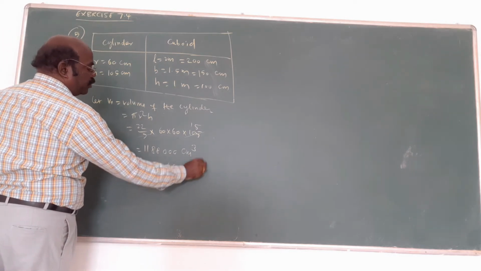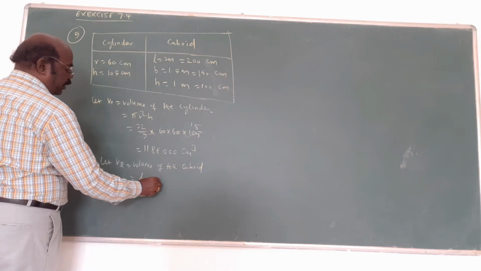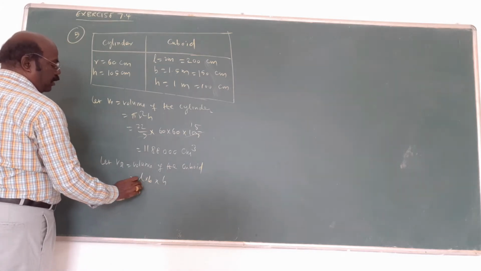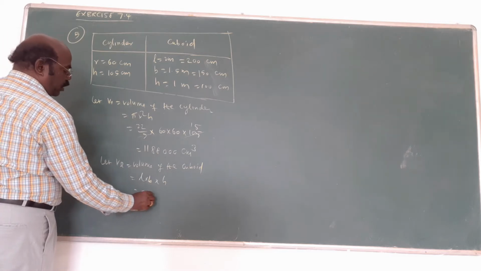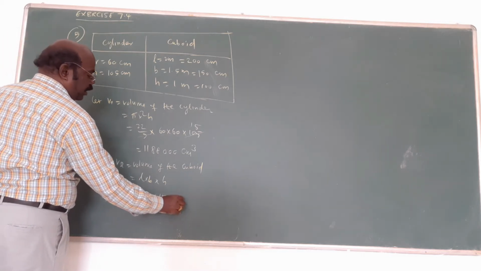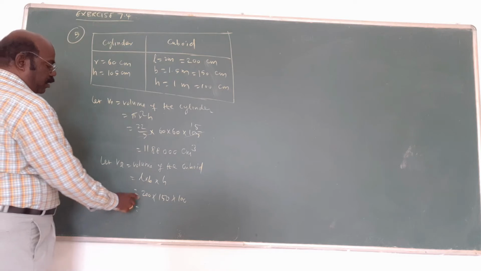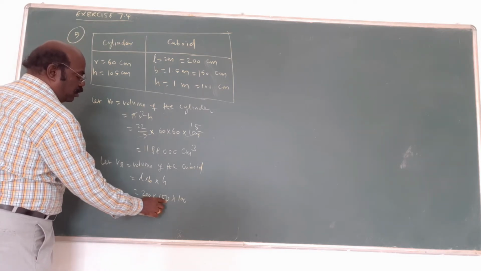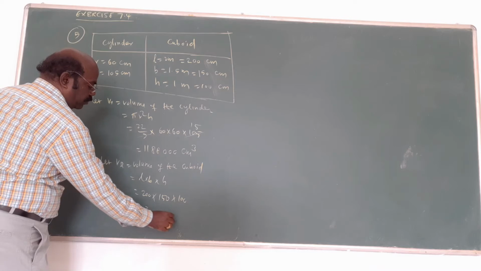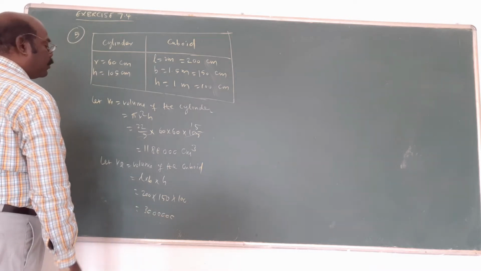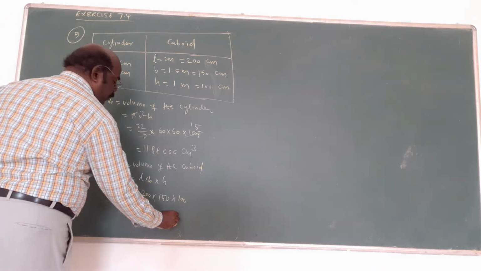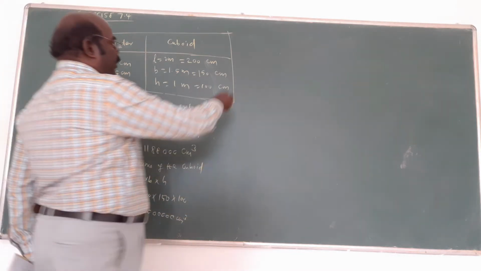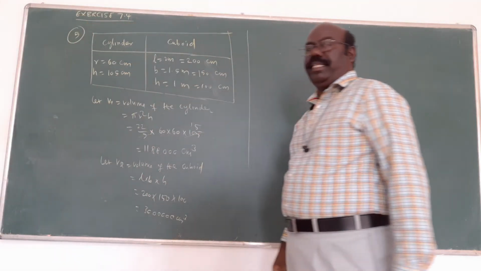Next, V2 is equal to the volume of the cuboid. What is the formula? Length into breadth into height. That is 200 into 150 into 100. Now multiply: 2 into 3 is 6, and there are 5 zeros. That is 3000000 centimeter cube. This is the bigger quantity, and you subtract the smaller quantity from the bigger quantity.